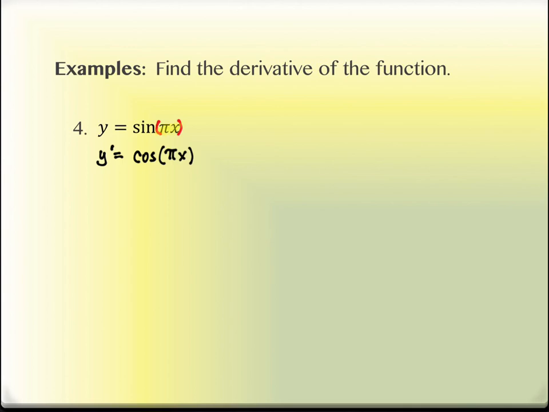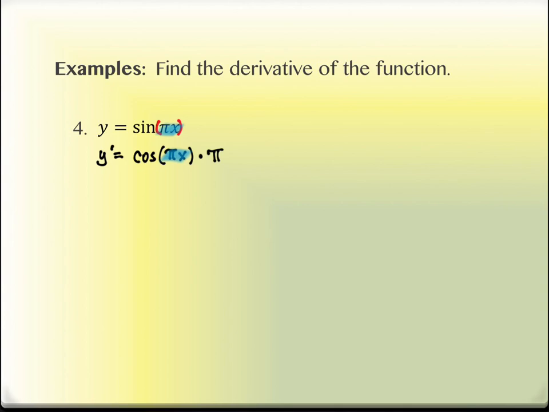This piece, whoops, that's not a good color. Let's try a different one. This piece will match this piece when I take the derivative of the outside. And then that blue piece, I need its derivative. So pi x, pi is a number multiplied by x. What is a number multiplied by x when I take its derivative? It's just the number. So this is just times pi.